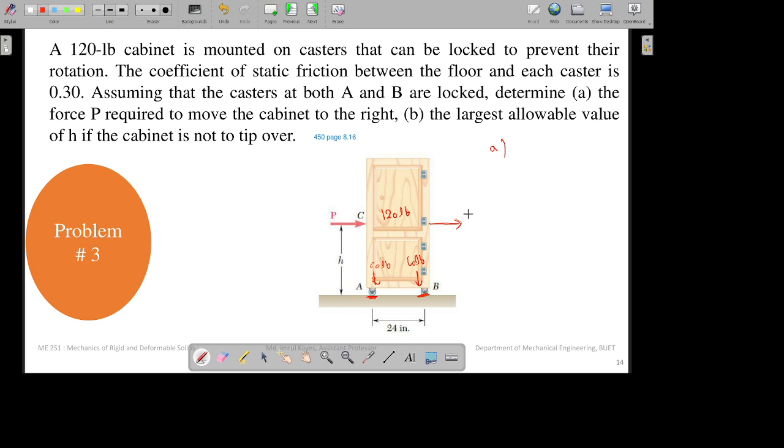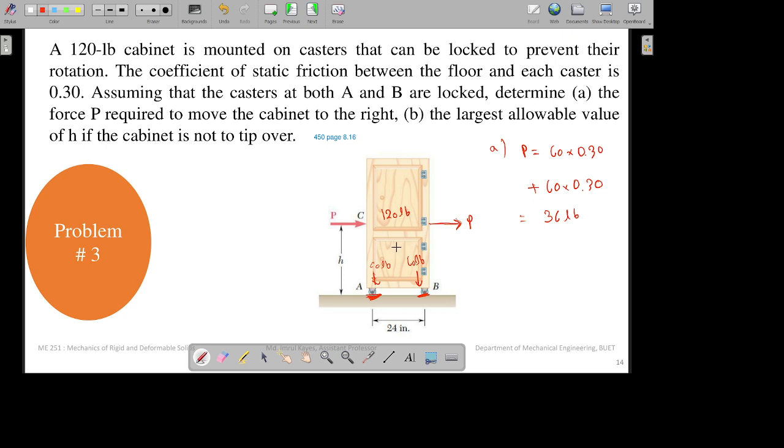So the value of P will be equal to the friction forces. We can count it like this: 60 into 0.30 for this surface, N into mu, which is 0.30, plus again N into mu. So this will give you 36 pound. So that is the value of P.